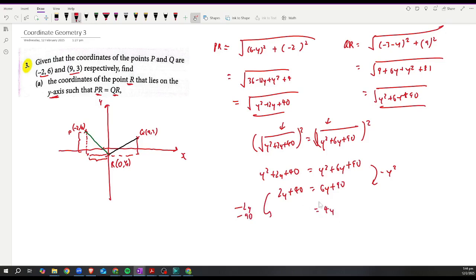So you have 4y equals negative 50. So y will be equal to negative 50 divided by 4. That will be the y-coordinate of R. And we already know the x-coordinate of R is 0. So the answer is (0, -50/4).